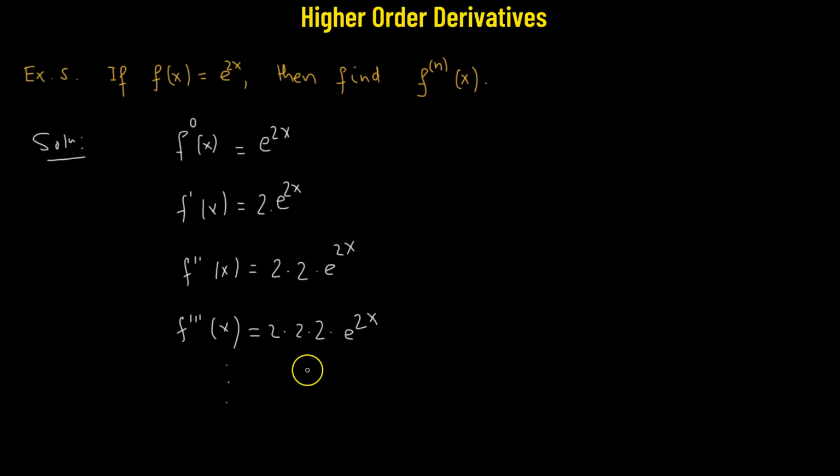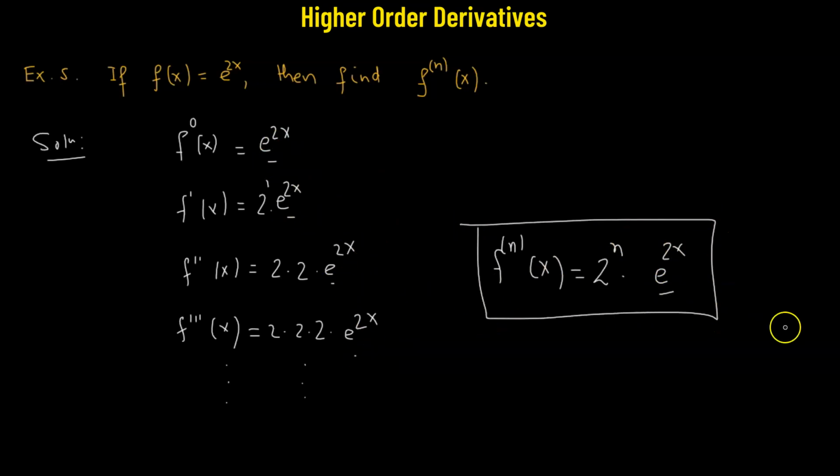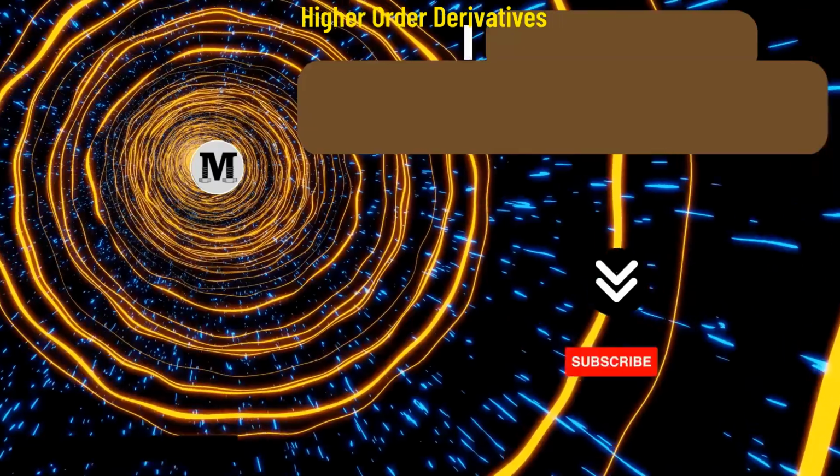So we can see our trend is being followed. So the nth derivative of our function is going to be 2 raised to the power of, so when we had the first derivative, it was simply 2 to the power 1. Second derivative means we have 2 squared. Third derivative 2 cubed, so the nth derivative will give us 2 raised to the power of n times e raised to the power of 2x, because this is 2x, this is common to all the derivatives. So this is the nth derivative of the given function.